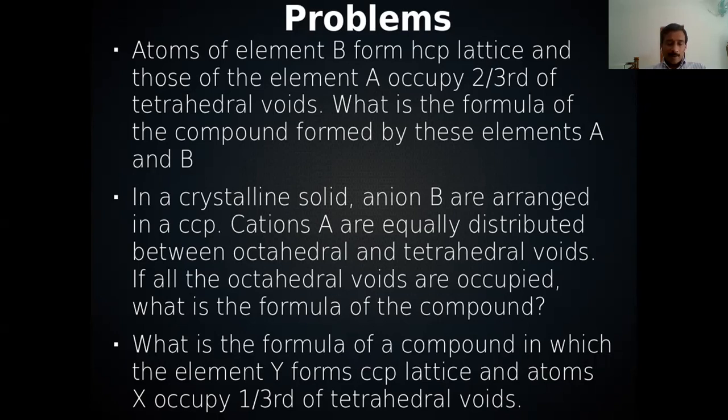But fractions are not allowed. So in order to make complete numbers, you have to multiply by 3. A 4 by 3 into 3, A4. B also you have to multiply with 3. So B3. A4B3 will be the answer.